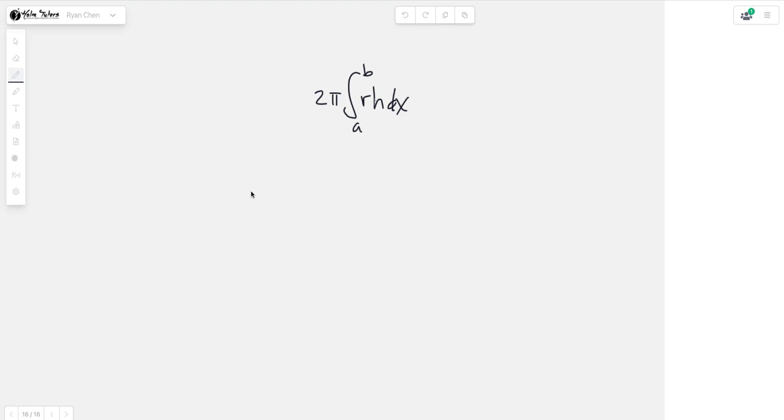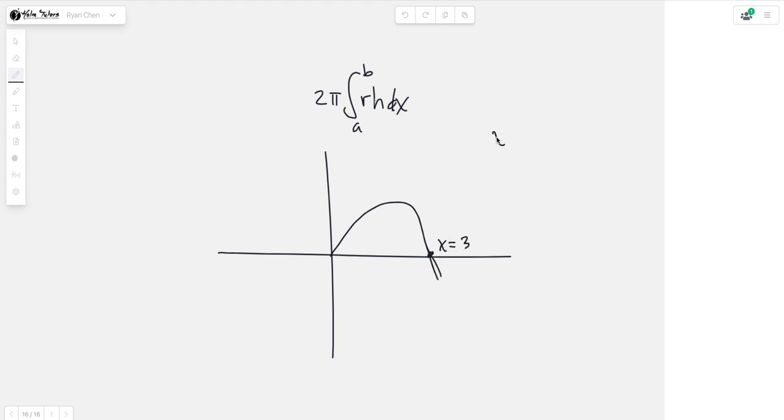Oh yeah. Real quick, let me explain why we need the method of cylindrical shells. Say you have this parabola. If this is x equals 3, then the parabola is defined by x times x minus 3. So that's y equals x squared minus 3x. That would be my parabola.